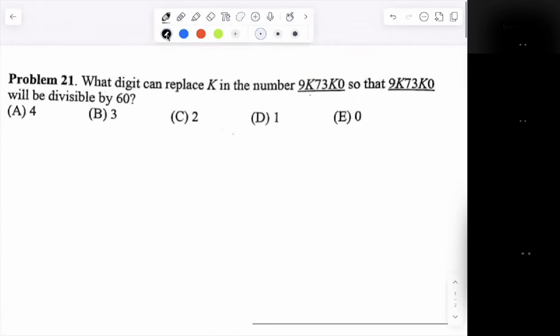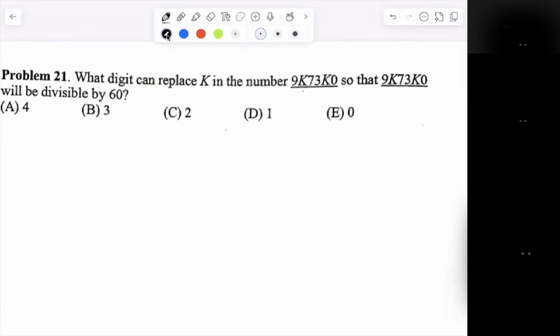All right, let's now move on to problem 21. What digit can replace k in the number 9k73k0 so that 9k73k0 will be divisible by 60? I'll let you guys have a try on this question and tell me the answer through chat.